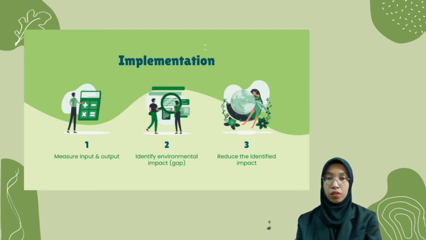Then, based on the records, the management needs to identify the environmental impact or gap. It is assumed that any unexplained gap is likely to imply environmental impact. Thus, any waste or pollution can be tracked on both a physical and a cost basis. And the last step would be reducing the identified impact.